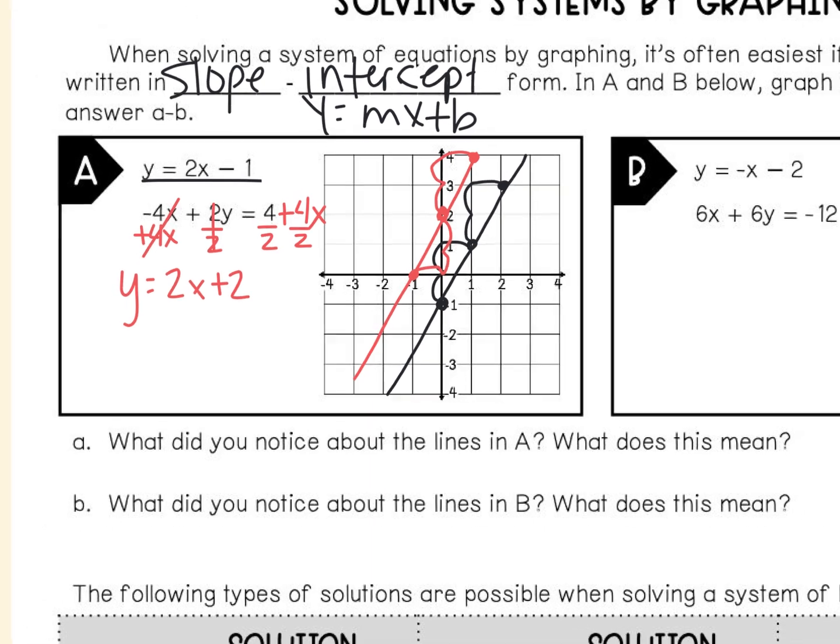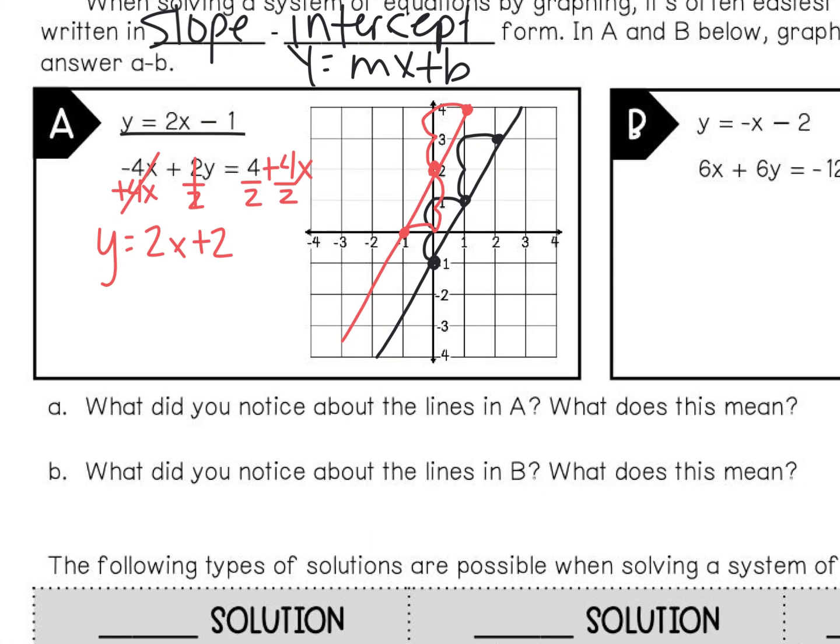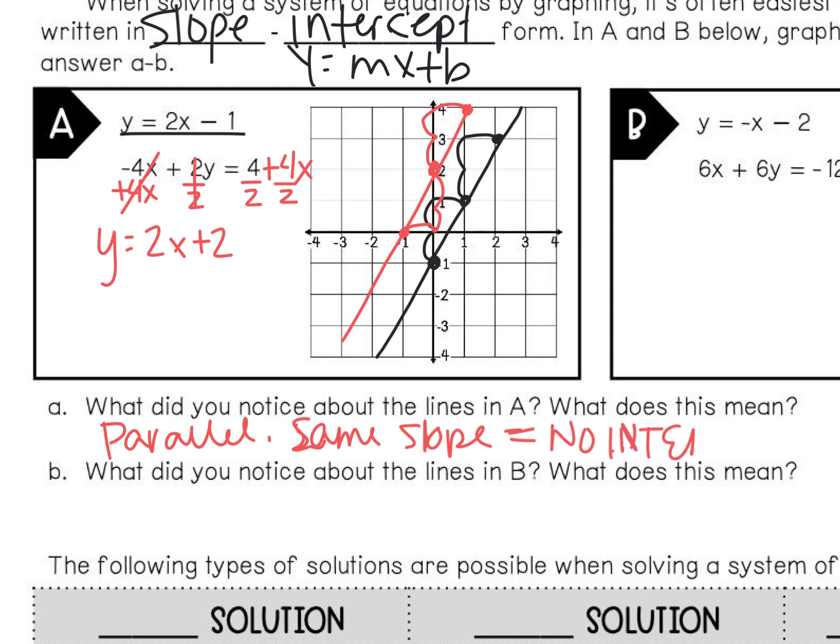So I'm just going to jump down to A real quick. What does this mean? Since these lines are parallel, because they have the same slope, they're not going to cross. My pen does not want to write today. So there is no intersection. All right?